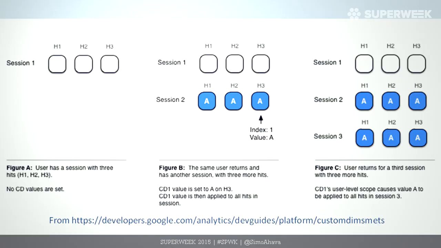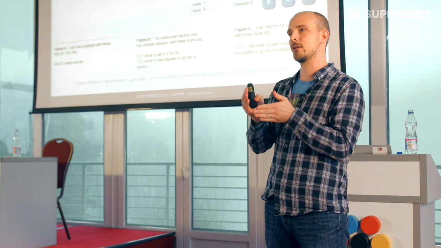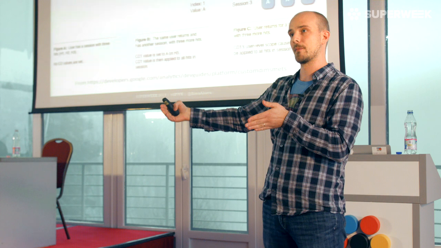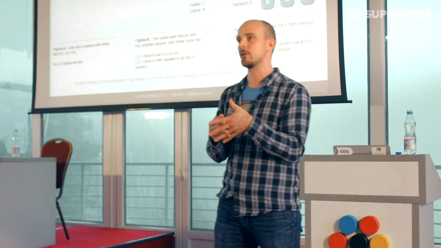If you've read the Google Analytics developer guides or the stuff about custom dimensions, you'll know this picture. This is from the official developer guide. This is just an example of how Google Analytics maintains state. So here we have an example of how user scope dimension works. State is applied to this user entity. All the hits that come after the dimension is applied are included in this bucket, in this state of the user.